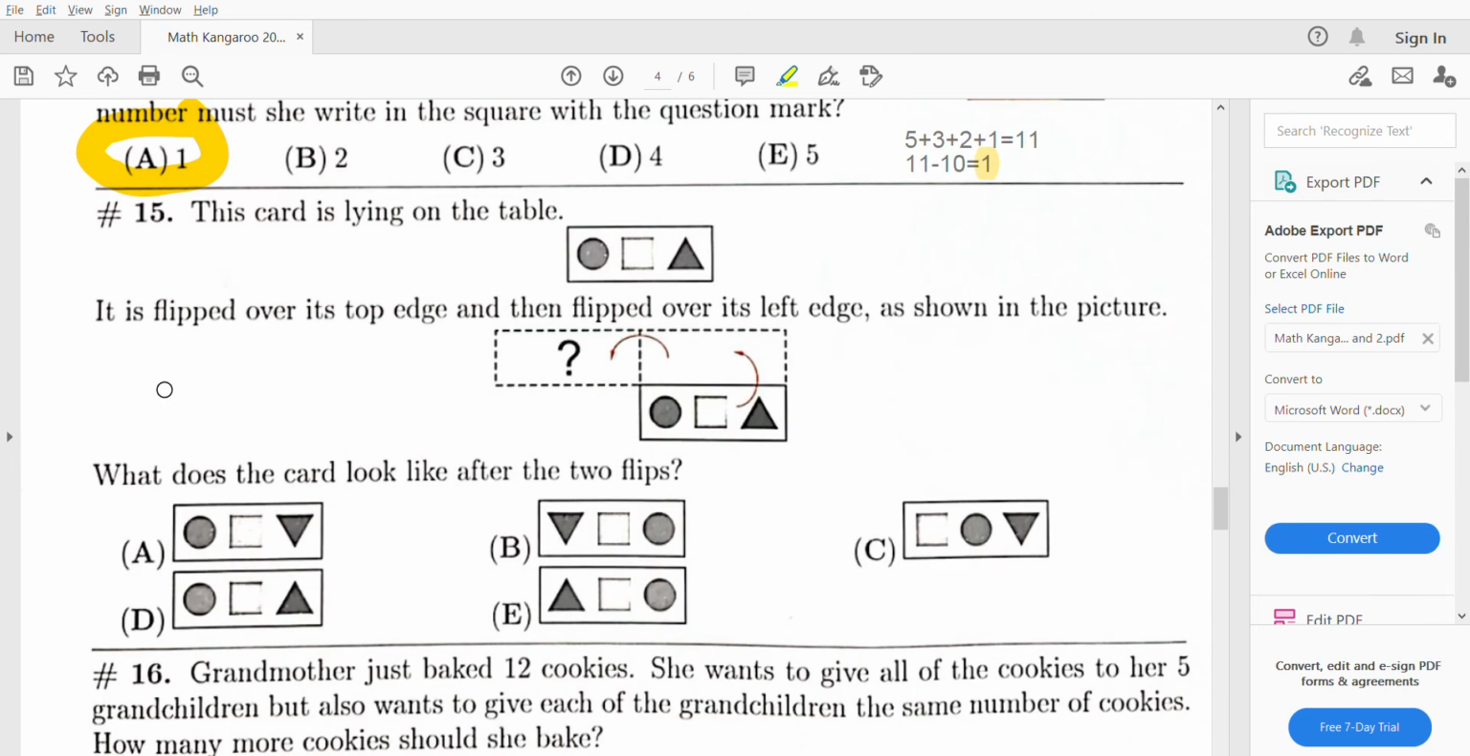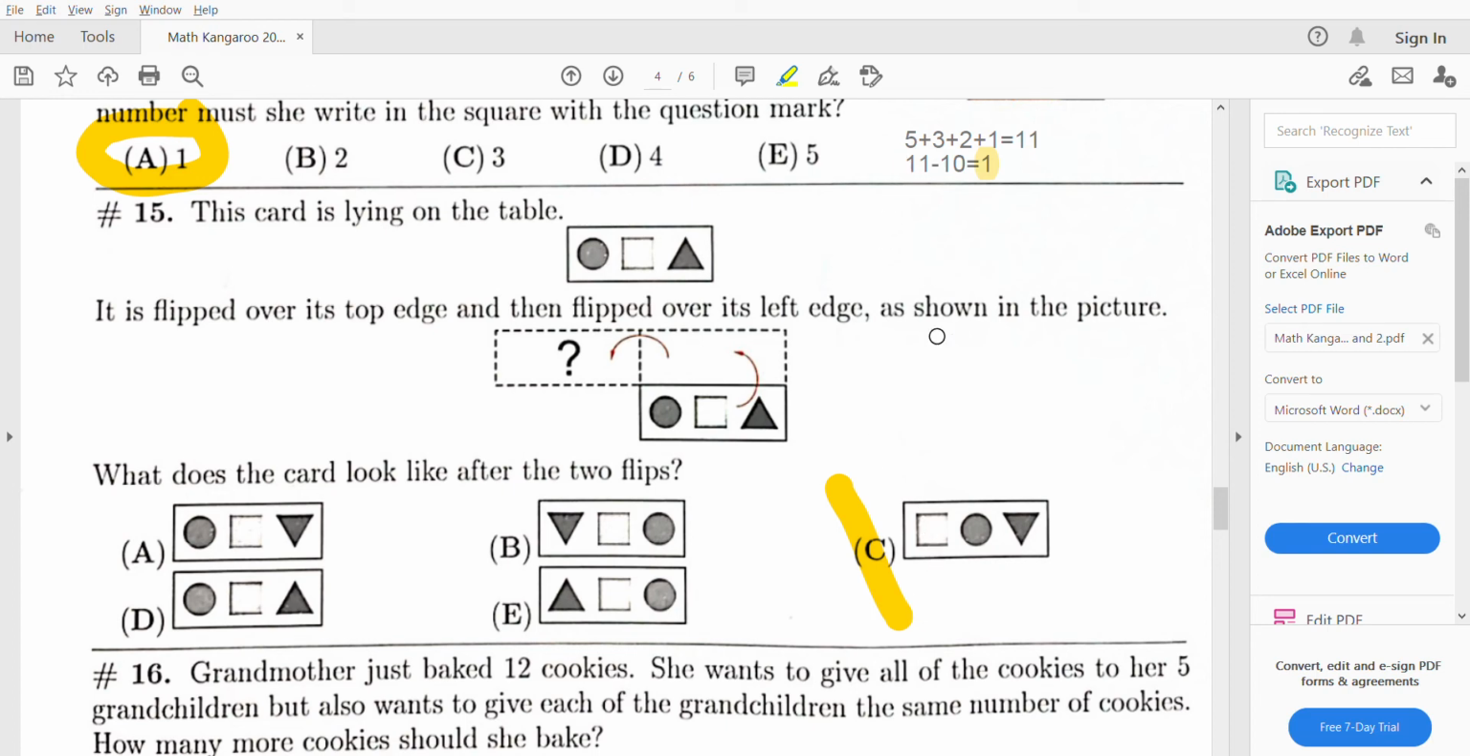Number 15. This card is lying on the table, so it has a circle, a square, and a triangle. It is flipped over its top edge and then flipped over its left edge as shown in the picture. What does the card look like after the first two flips? So cross out C, because since the square is in the middle, it'll never change its place, because the middle one, no matter how you rotate it, will always be in the middle. So we can rule out C.